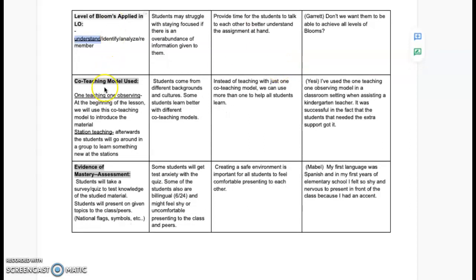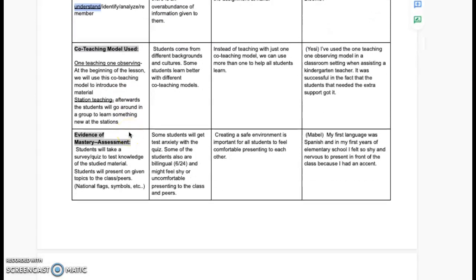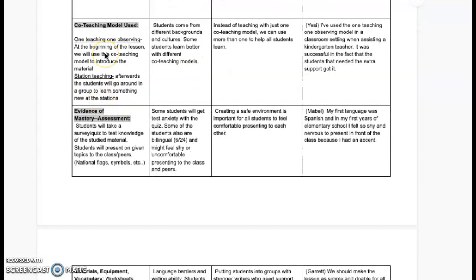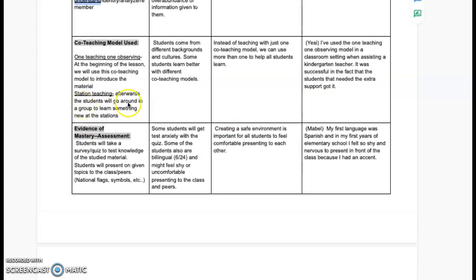So this leads us to our co-teaching model use. Taking that into consideration, we're going to do two models. We're going to do one teaching, one observing, and station teaching. We want to do one teaching, one observing first, and not for too long of a time because we want the students to make sure they grasp the information, have a little brain break, and then they'll continue on with the station teaching where they go around in groups, and each table is going to have different information, and they're going to have a certain amount of time to be at each table.